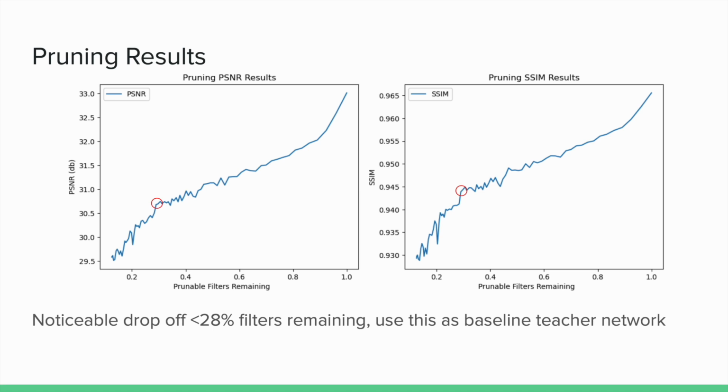Here are the results from our pruning compared to the original sharp image. We start on the right of the graphs with all filters remaining and then prune down towards the left. The results were unexpected, as pruning generally maintains performance until a threshold, after which performance collapses. Instead, we saw a gradual decrease throughout the pruning. This may be because we were too aggressive and pruned too many filters during each iteration. We chose the state highlighted in red as our baseline for the teacher network, as it provided a good balance between performance and pruned filters.